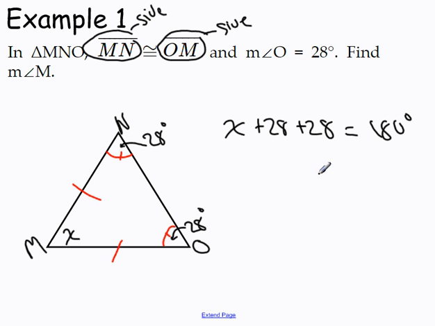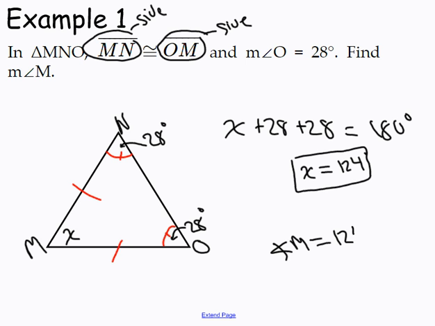And when you solve for x, you get x equals 124. That's your final answer. Well, that's what x equals. So we could say now angle M is equal to 124 degrees. That's your answer.